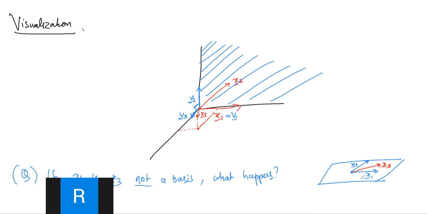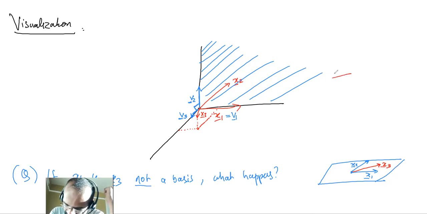Okay, so X1 is the same direction. X2 is perpendicular to the plane. And then you have X3 that's... No. X2 is in the plane. So in this picture, X1 and X2 span the plane. V1, V2, my bad. Oh, sorry.